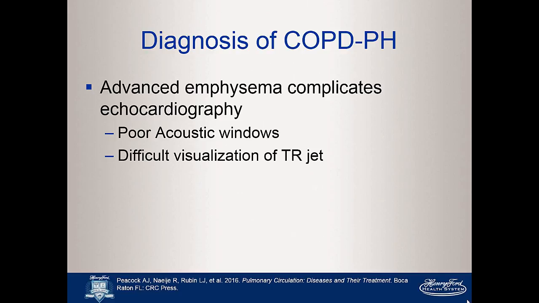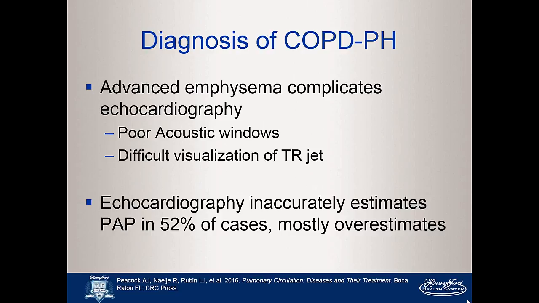Even looking at echo, we know that there are poor acoustic windows, and hyperinflation can cause difficult visualization of the TR jet to even estimate what a systolic PA pressure may be. And indeed, in echocardiography, in COPD patients, PA pressures are overestimated in 52% of cases.